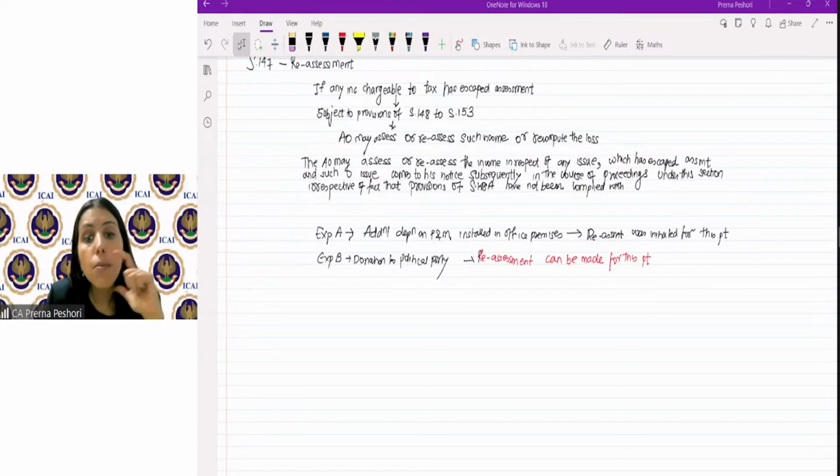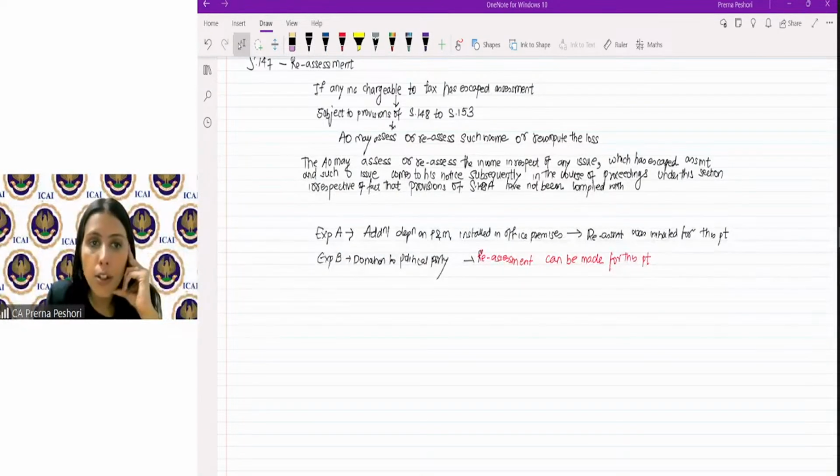Okay. So basically, now 147 tells you that you can proceed with the reassessment in case of any other issue which comes to your notice, which comes to the notice of the AO subsequently. Are we clear? So now, how is the reassessment going to happen?